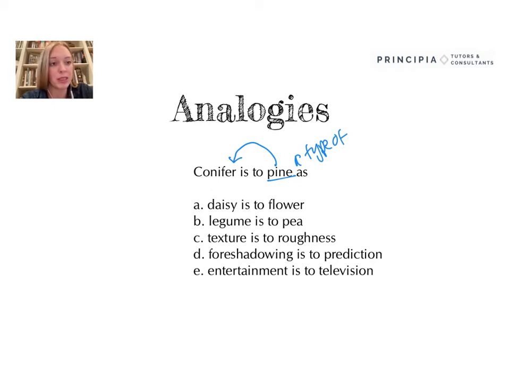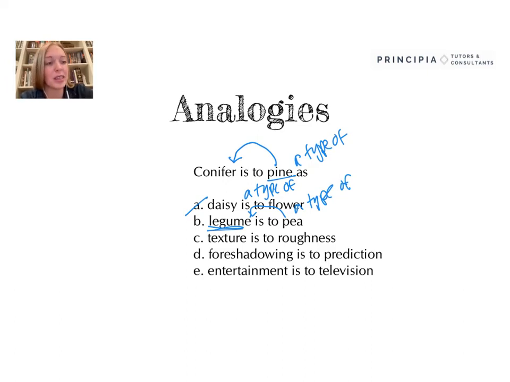So if I look at my options, A, daisy is to flower. Well, daisy is a type of flower, but I didn't have to go backwards on that one. So I'm going to eliminate that because the order is incorrect. B, legume is to pea. Well, a pea is a type of legume. So that seems like a possible answer. A legume, if you're not sure, is the category of peas and beans and those sorts of plants.